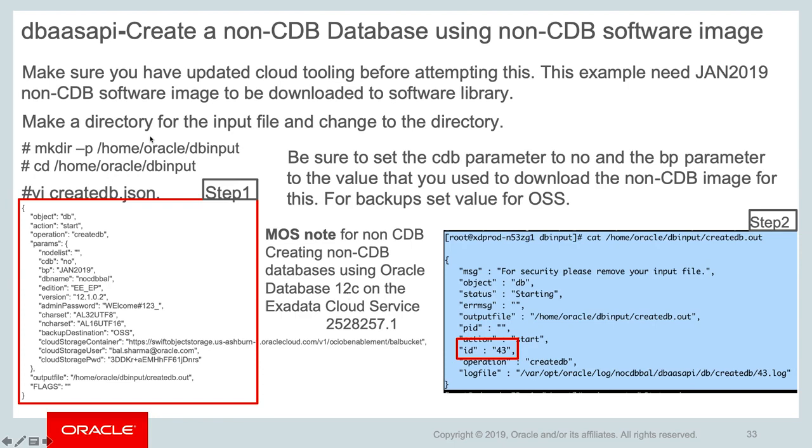But at a high level, the steps are again the same. You will create a directory, go to the directory, and create a createdb.json file that is going to be the input. A few parameters you will notice here: I have given cdb equals no, and for bundle patch I'm going to use Jan 2019, and the rest of the options like db name, edition or version, admin passwords. There are a few important or mandatory parameters, but there are a few parameters which are not mandatory, like character set, which you can even leave.